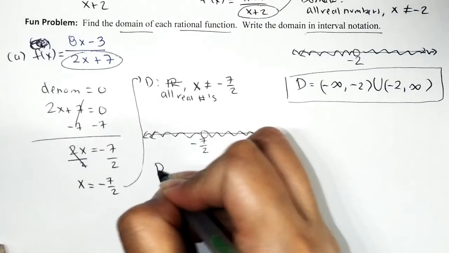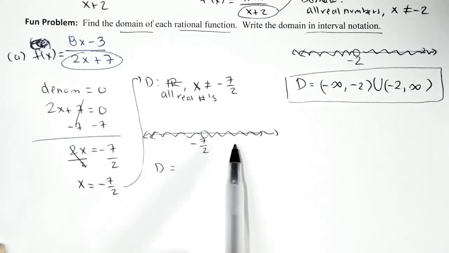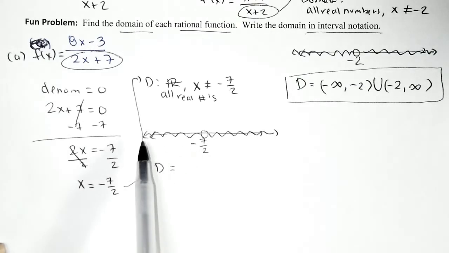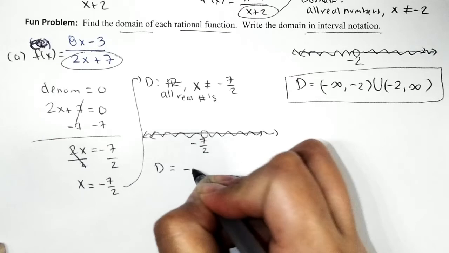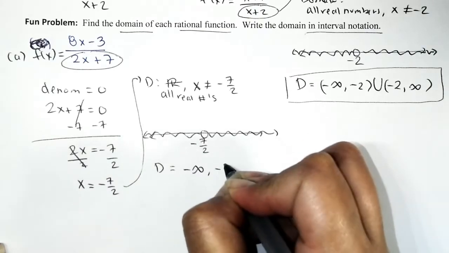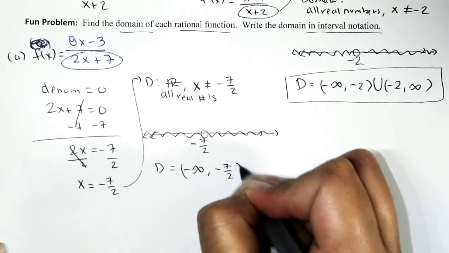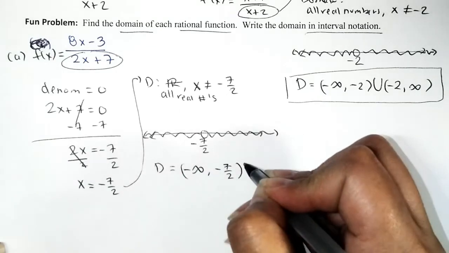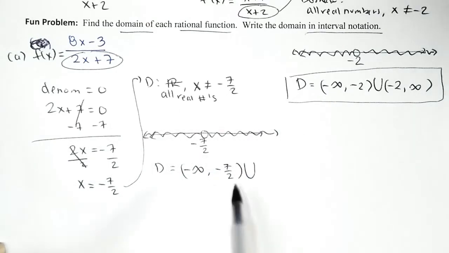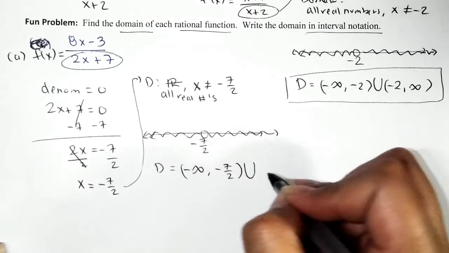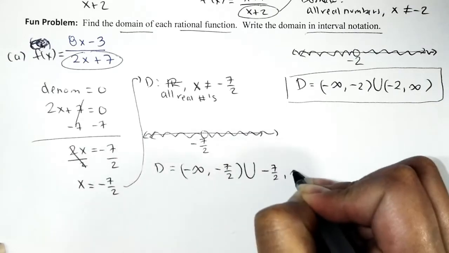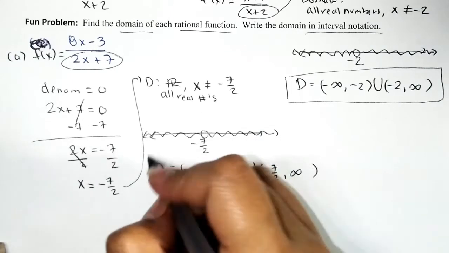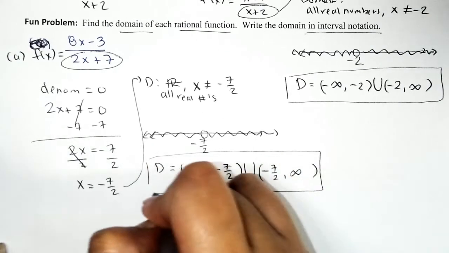So let's go ahead and earn our full credit. So we have 2 pieces in this for the interval notation. Piece 1, we have the interval from -infinity to -7/2, where -7/2 is excluded, union, the interval from -7/2 to +infinity, where -7/2 is still excluded. Okay, so that is our first problem.